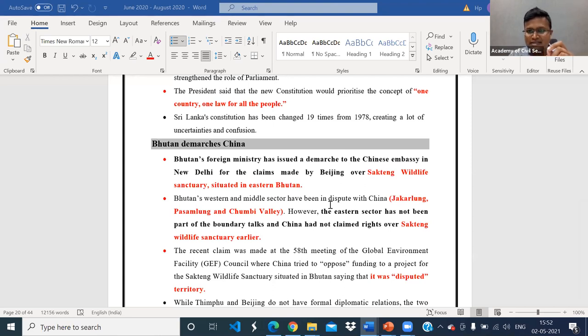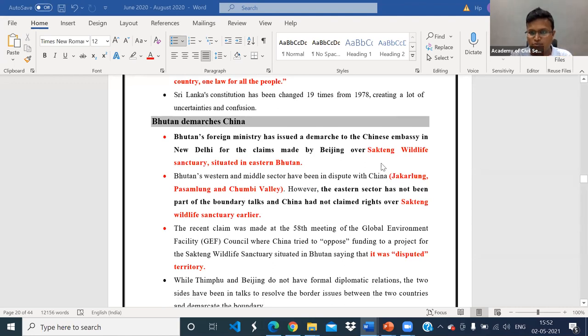Question will come for us: Saktang Wildlife Sanctuary, which was recently in news, is in which country? Bhutan is the answer. And it was in news because of China claiming it. Then another one: Bhutan's western and middle sector have been in dispute with China, that is Jakarlung and Sinchulung and Chumbi Valley. These three valleys and three regions of the western and middle part of Bhutan also have been a disputed area with China.